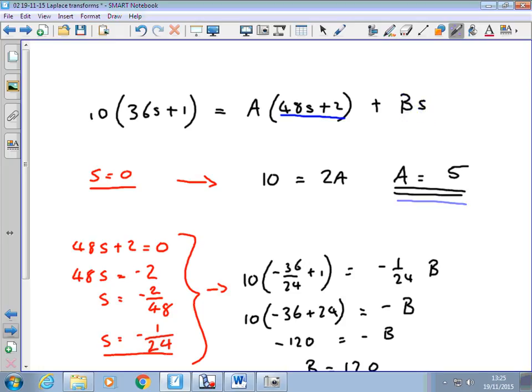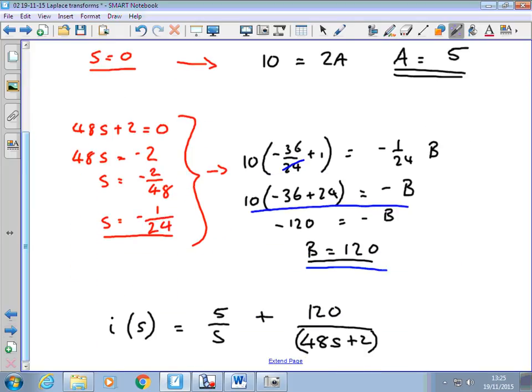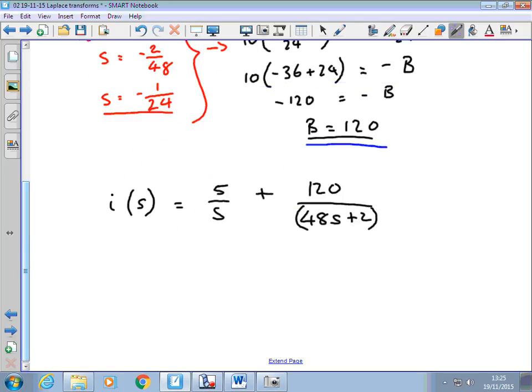But to find B, we want this to equal 0. So 48S plus 2 equals 0. Solving that little equation, S equals minus 1/24th. And plugging that into here, we can find B. One little trick is to multiply through by 24 to get rid of the 24 underneath, which gives us this. So B turns out to be 120. So we now know A and B. So the bottom line is we can now say our current transform is 5 over S plus 120 over 48S plus 2. Now we're almost there.